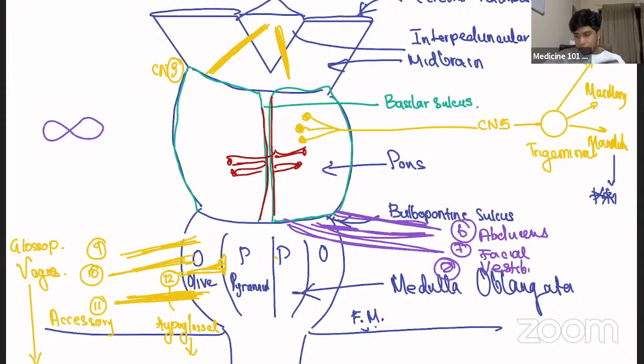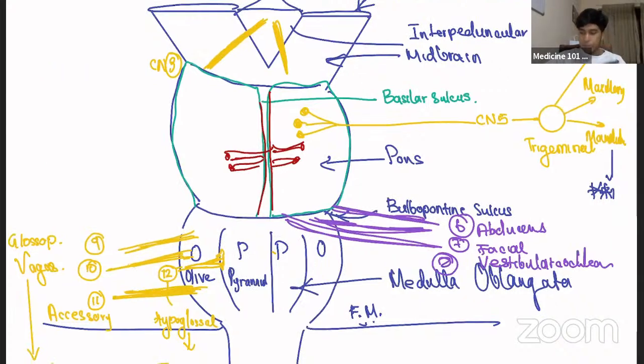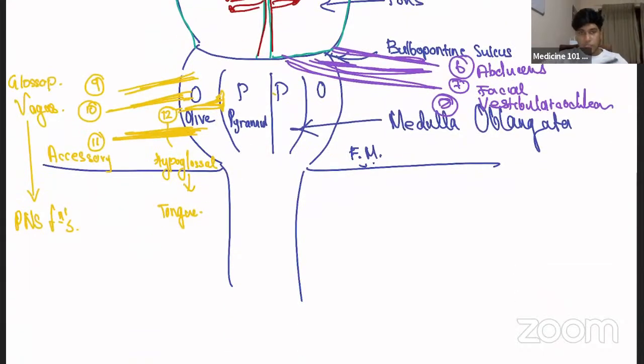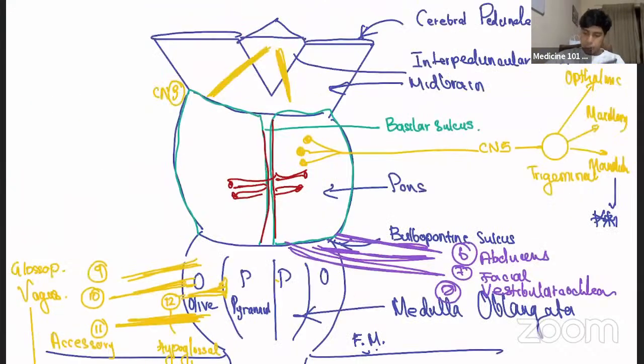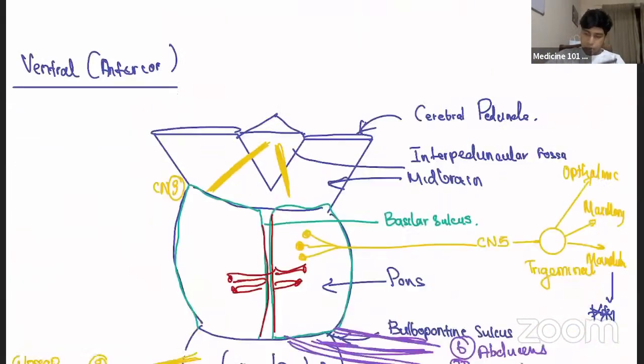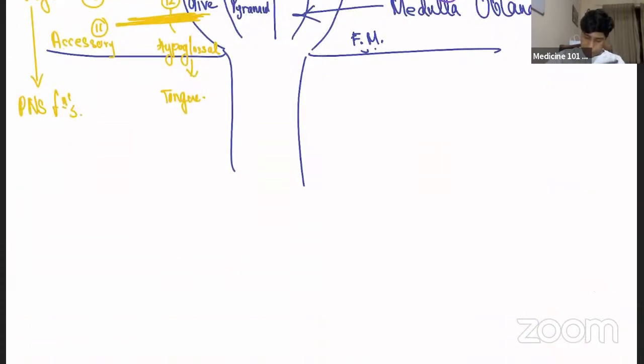Vestibulocochlear. The way I remember it is, your ears are on either side of this eight. It carries vestibular nerves and cochlear nerves, that is balance and hearing. Okay. Now, this is the anterior aspect of the brain. I'll do the posterior aspect of the brain.